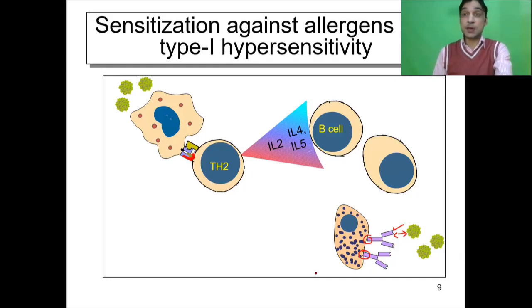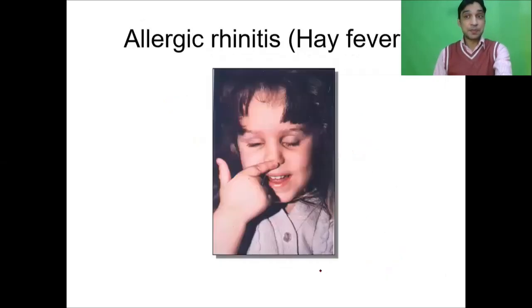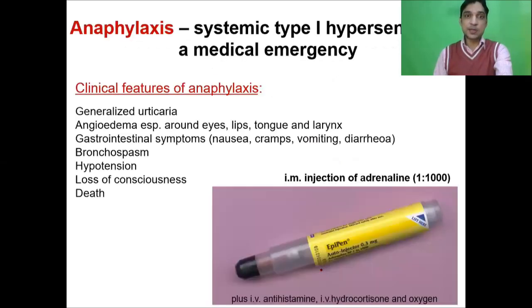So if the cells of the body encounter the same antigen once again, the mast cells are all set because they were already trained and ready to show their response, and they are going to create a lot of chemicals and a lot of response out there. That is called the type I hypersensitivity reaction. Okay, so allergic rhinitis or hay fever is an example of type I hypersensitivity.